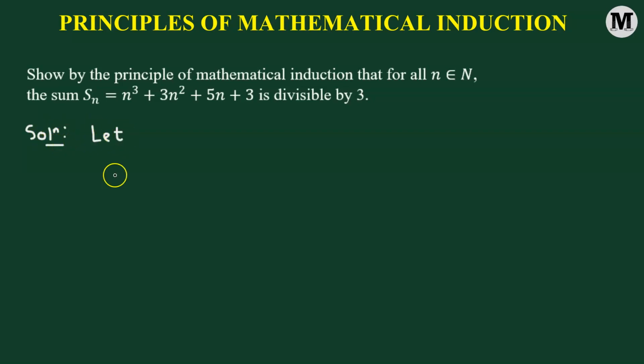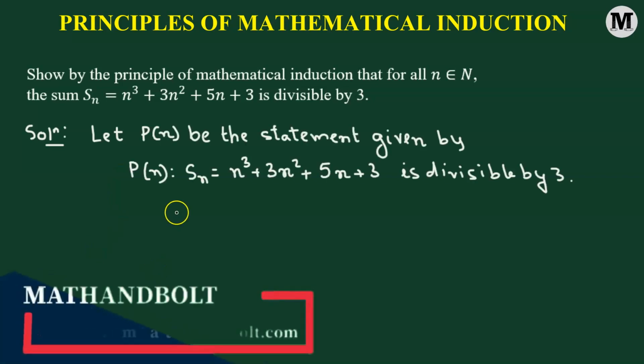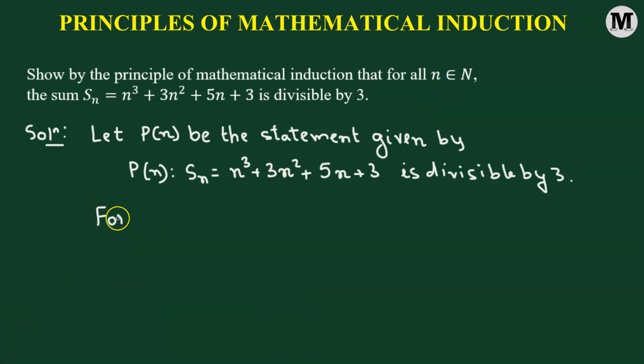So let Pn be the statement. Our goal will be to show that the statement P of n is true for any natural number that we pick up. But for that, first let's pick up one natural number. We're going to pick up the first natural number, which is 1.